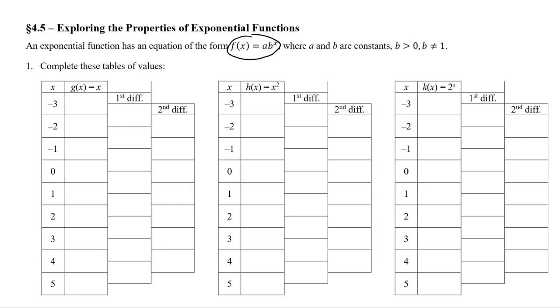Where a and b are constants, b is greater than 0, and b cannot be equal to 1. The base has to be bigger than 0. We'll look at it in a later video. And b cannot be 1 because if b was 1, 1 to any power is still 1. So you just have f of x equals a times 1, which is just a.